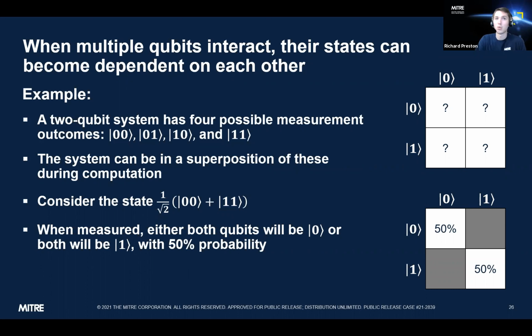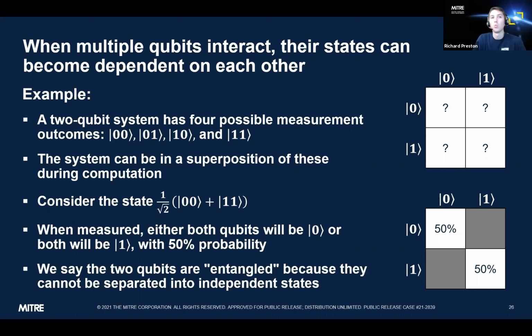So when measured, either both qubits will be 0 or both will be 1 with a 50% probability. So this is what the matrix looks like. But this is actually interesting, because these 2 qubits cannot be separated into independent states. So what we'd say is that these 2 qubits are entangled. If you've ever heard of quantum entanglement, this is what that means.